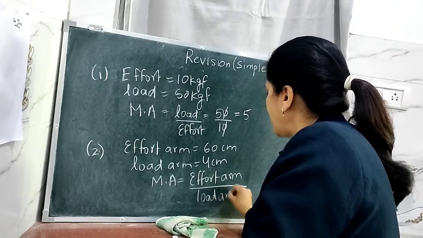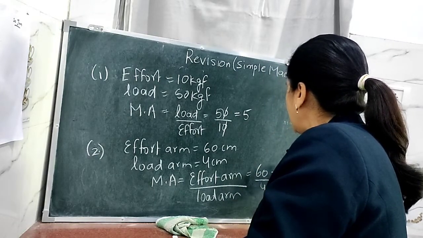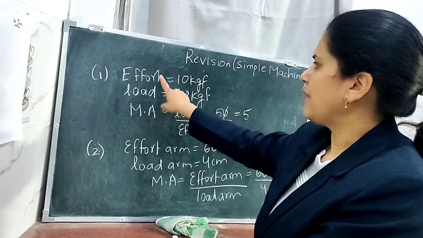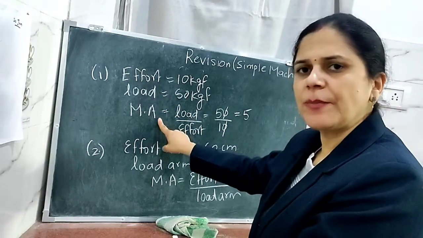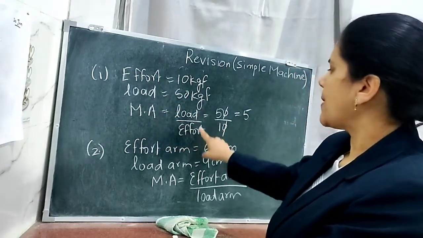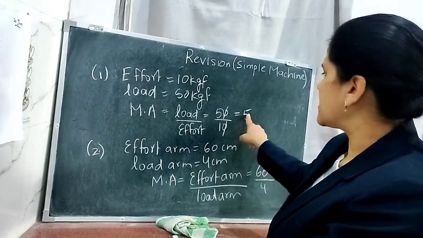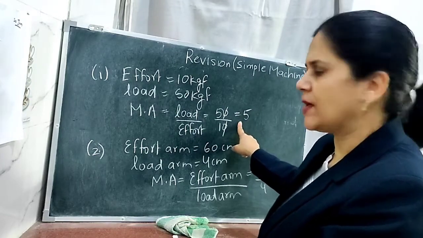You substitute the value in the given formula, 60 upon 4, and the mechanical advantage is coming equal to 15. Let me explain you one more time. When the effort and the load are being given in the question, then you can apply the formula for mechanical advantage as load upon effort. Substitute the value in the given formula, you will be getting the mechanical advantage as 5 because it is the ratio of the load to the effort, so mechanical advantage is not having any unit.